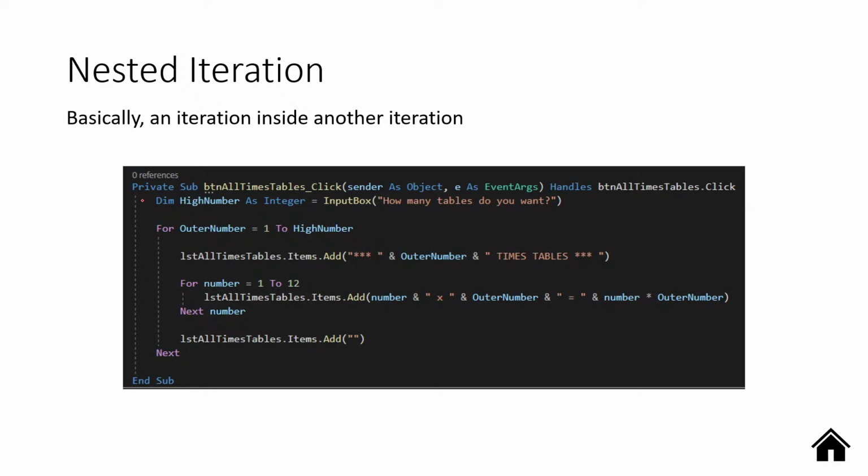So this one says here, how many times tables do you want? So this will say outer number is 1 to whatever. So if I put in 12 here, it would do every times table up to the 12 times table. And then it would output them all. So this one is for the individual table, and this is counting up through all the tables. So you've got nested iteration in here, a for loop inside a for loop.